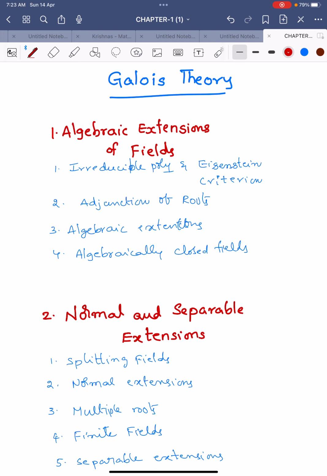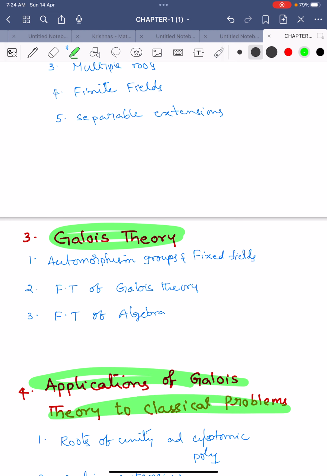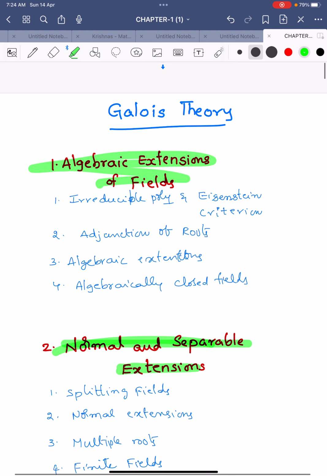From today onwards, we start a new lecture series on Galois theory, which is also known as field theory. In this course, we learn four chapters: algebraic extension of fields, normal and separable extensions, Galois theory, and applications of Galois theory to classical problems. Let us see the topics.